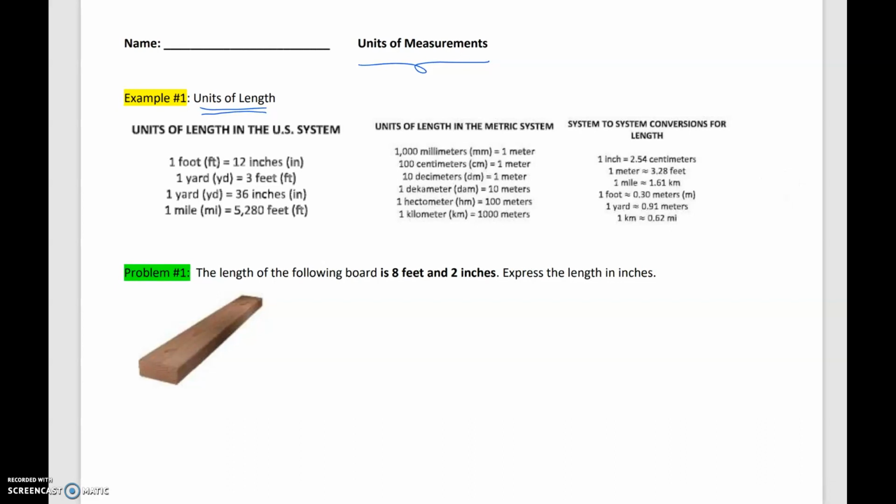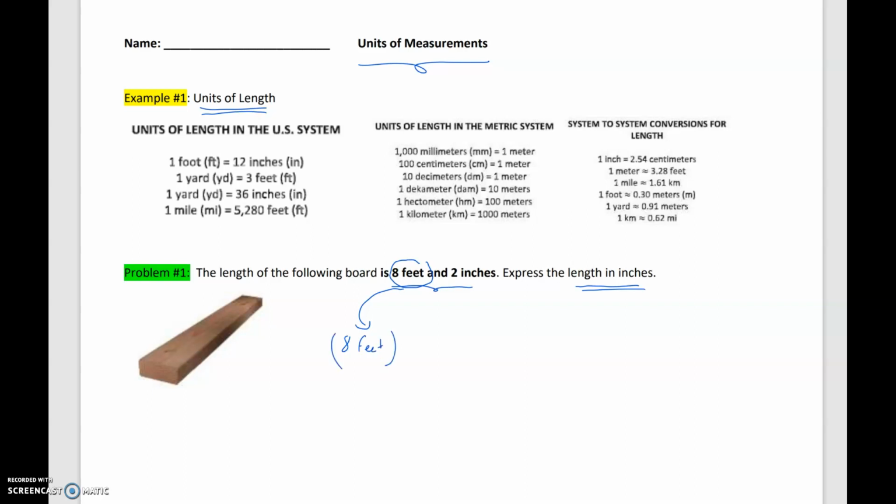So we're going to be given some unit of measurement, and they're going to want us to change the measurement as an equivalent measurement, but with a different unit. In this case, they want us to express this length in terms of inches. So we already have one of the values as inches. The one that we don't have is the feet. So what I'm going to do here is I'm just going to write it as 8 feet.